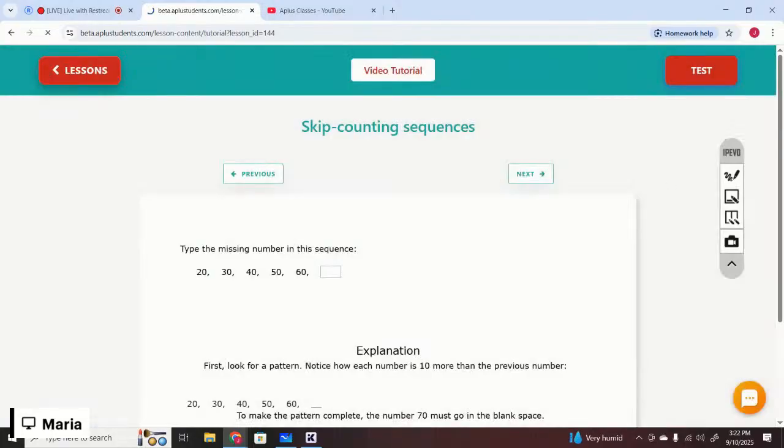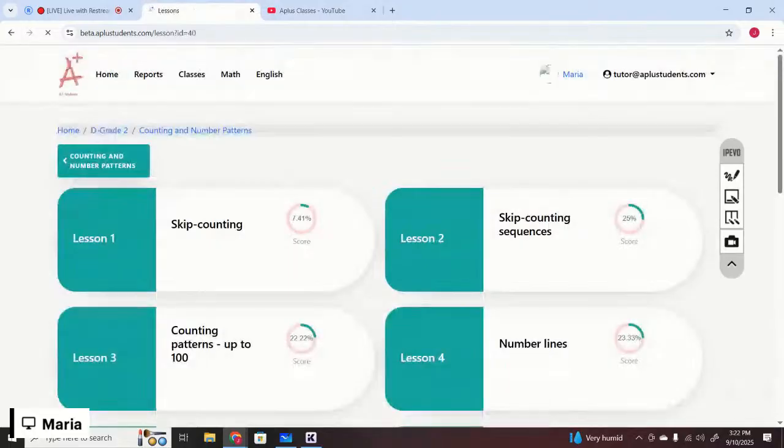Okay, the next lesson is counting patterns up to 100. So let's just start with the lesson.